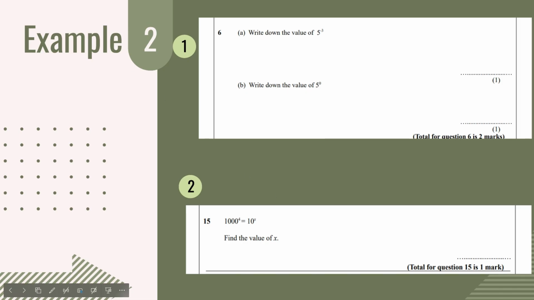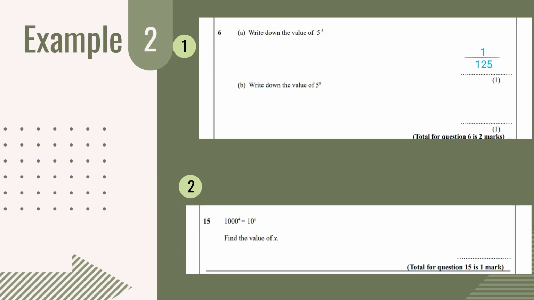So, part A asks us to write down the value of 5 to the power of negative 3. As the indices is negative, we know we must put it in fraction form. 5 cubed equals 125, so our answer equals 1 over 125.